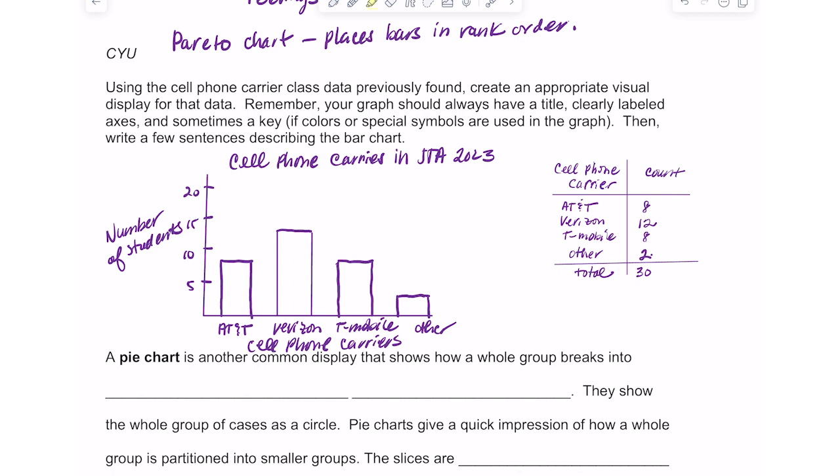And if we were to write a few sentences about it, what are some things that we notice about it? Well, I can see that the highest bar here is Verizon, which tells me that most students in the class have Verizon, right? So that's something important. And something else that I noticed was maybe the same number of students have both AT&T and T-Mobile, and the fewest amount of students have something other than those three.